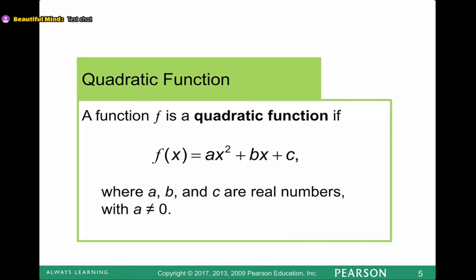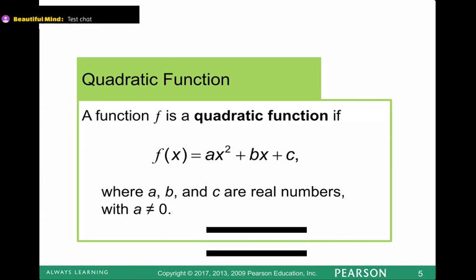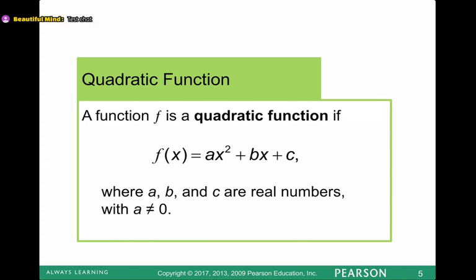So we're going to continue the discussion with quadratic functions. A quadratic function is a function of the form ax squared plus bx plus c, where a, b, and c are real numbers and the leading coefficient a is not 0. If the leading coefficient were 0, then the x squared term would go away, and it would no longer behave like a quadratic. All right?